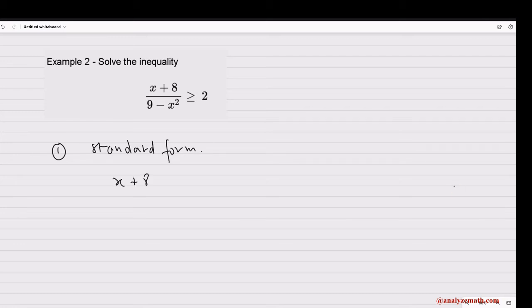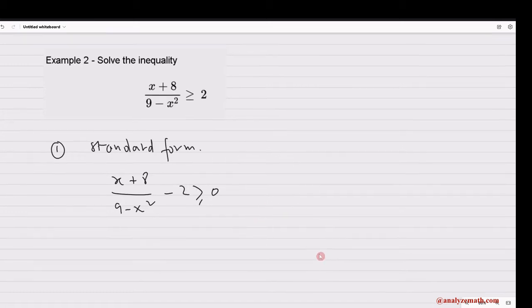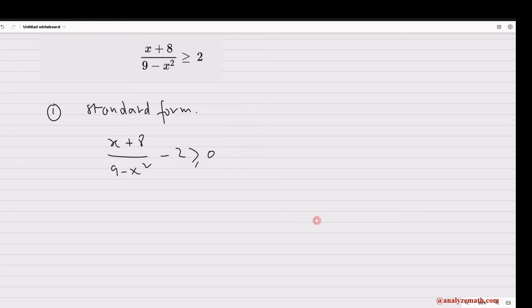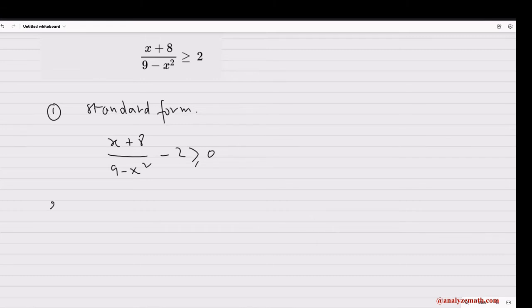We have (x plus 8) over (9 minus x²) minus 2, and then we subtract 2 from both sides, and that will give me (x plus 8) over (9 minus x²) minus 2 bigger than or equal to 0. The second step is to start factoring.